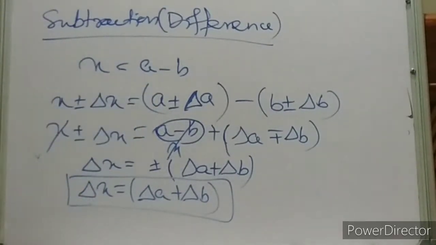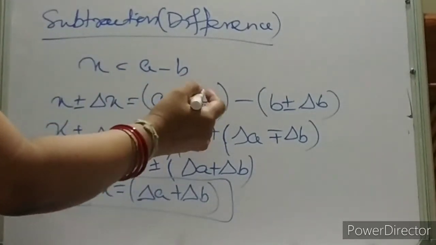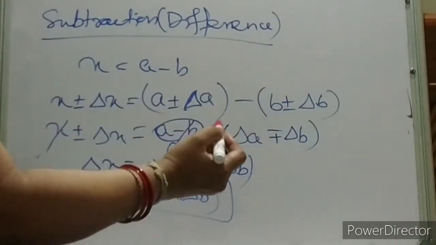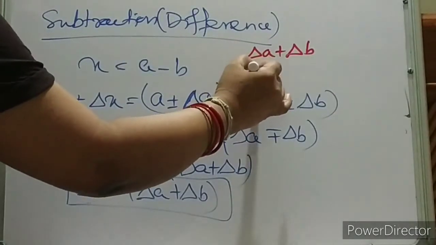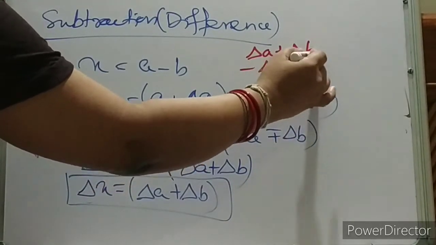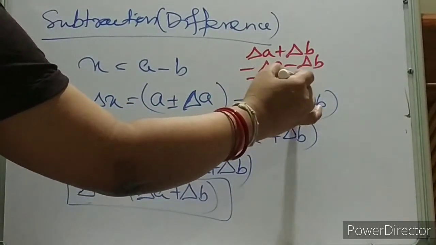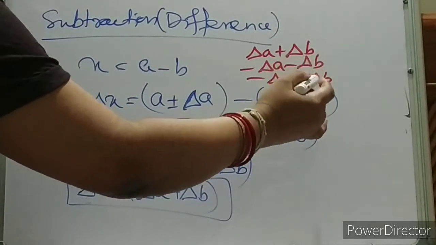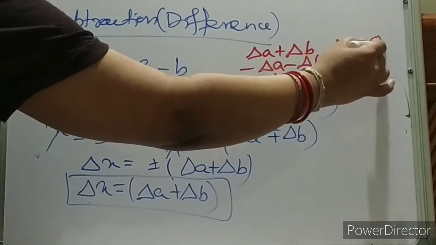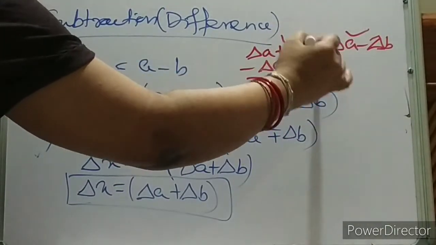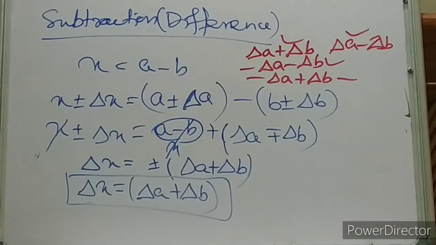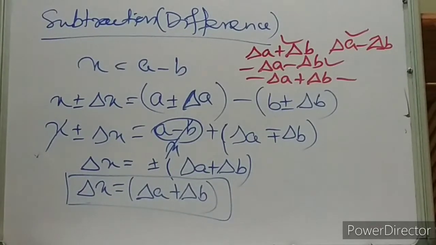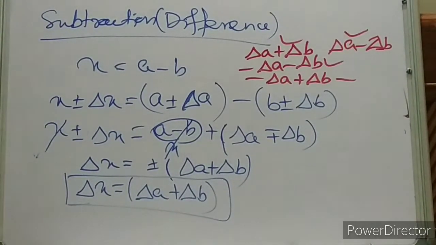See, possible combination, what you can write, this a plus delta a, or here b plus delta b. So it can be delta a plus delta b, or it can be minus delta a minus delta b, or it can be minus delta a plus delta b, or it can be delta a minus delta b. See, all these possible error combination values will be there. And what is the maximum? That is delta a plus delta b. Okay, clear, children? Let us do one example so that you can visualize this thing.